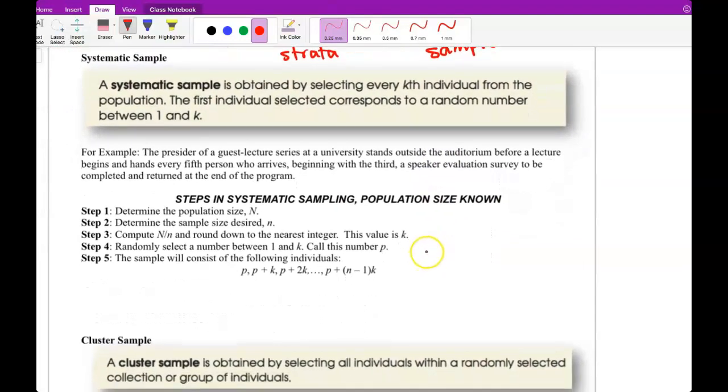Okay, now the next method is the systematic sample. A systematic sample is obtained by selecting every kth individual from the population. The first individual selected corresponds to a random number. So the first individual that we're going to choose is randomly selected, a random number between 1 and k.